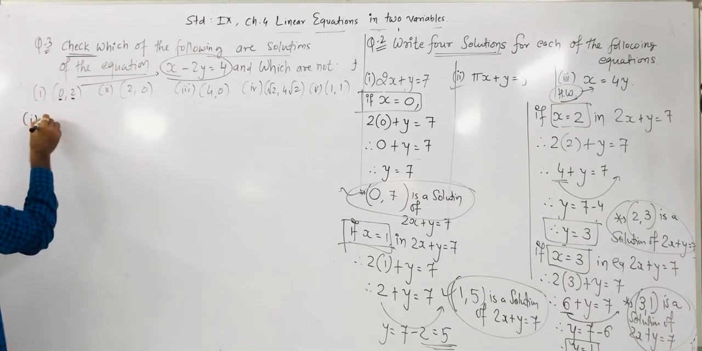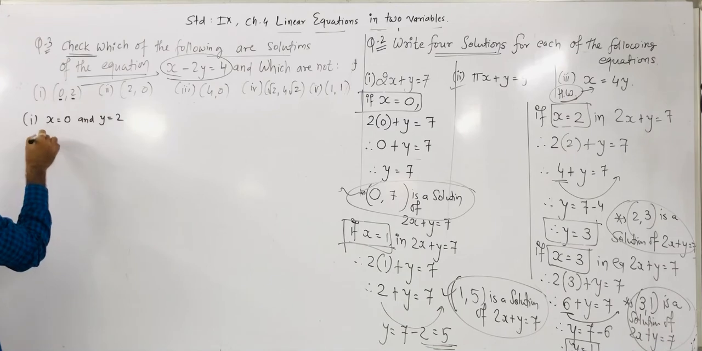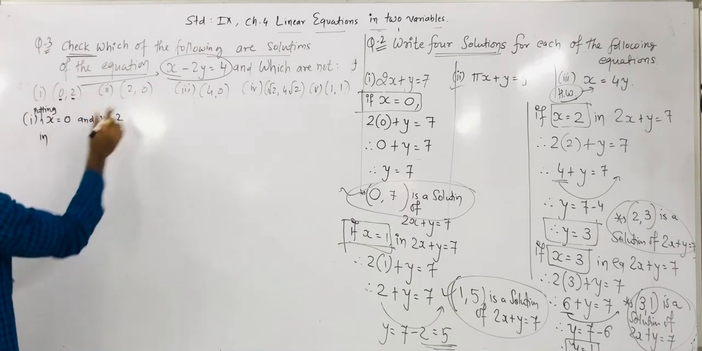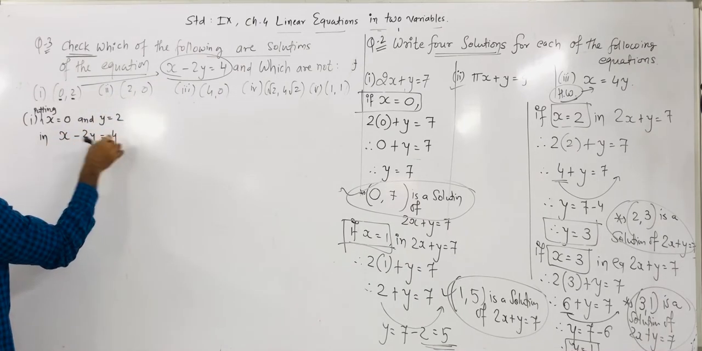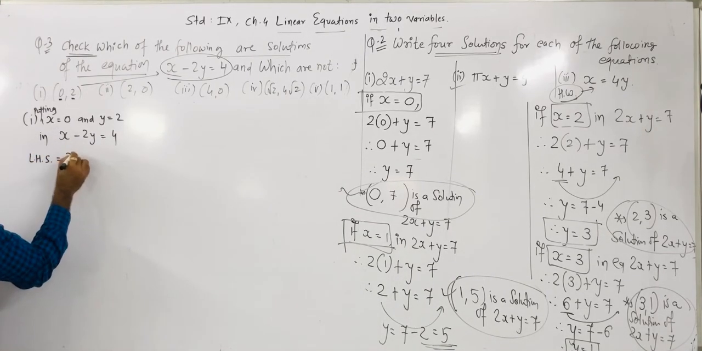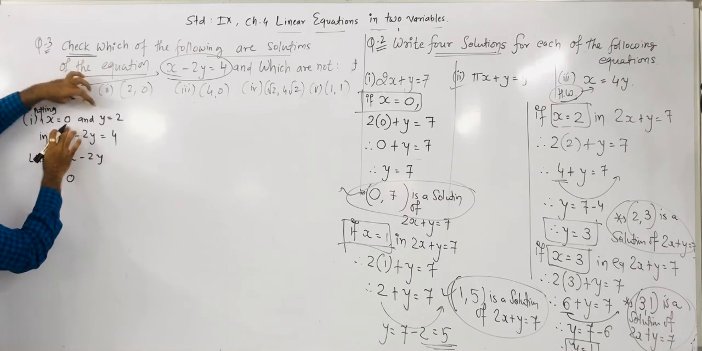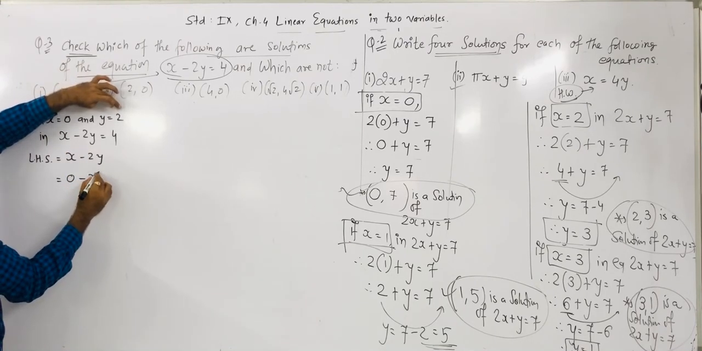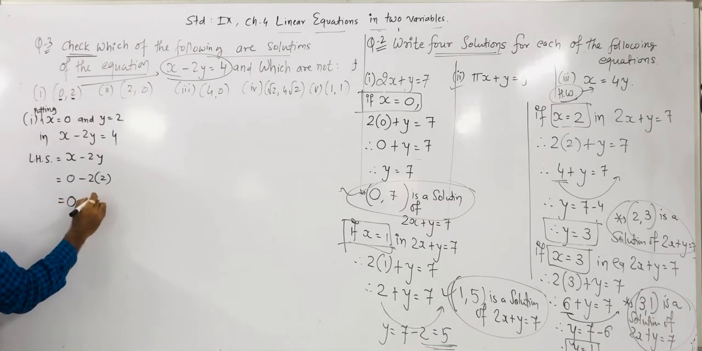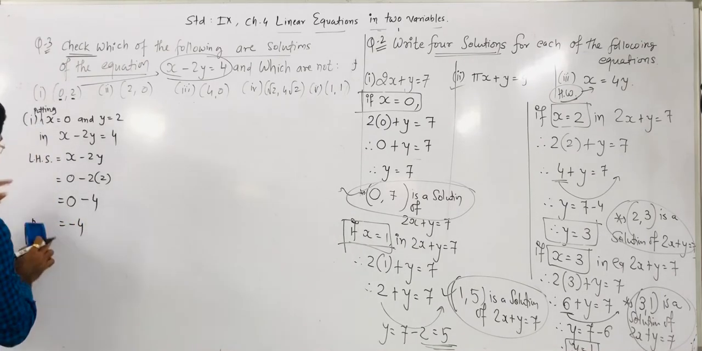So for the first solution, x is equal to 0 and y is equal to 2. Putting x is equal to 0 and y is equal to 2 in the equation x minus 2y is equal to 4. So what do we get on the left hand side? The left hand side is x minus 2y. In that I put x value as 0 and y value as 2. So what we get? 0 minus 2 into 2, that is 0 minus 4, which means minus 4. This is our left hand side value.